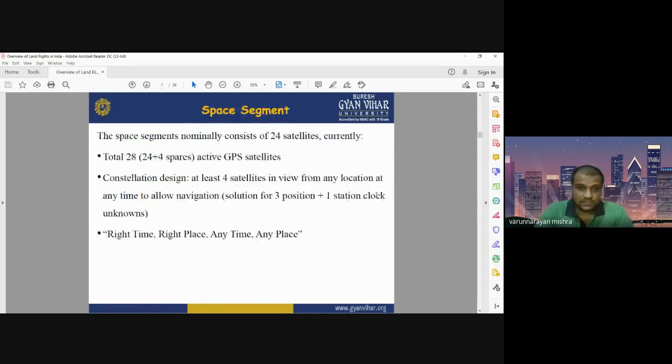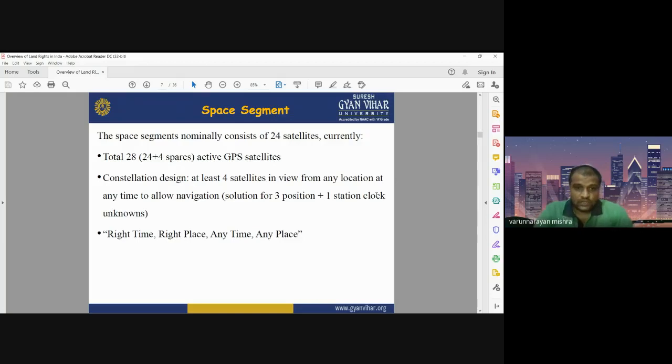The space segment generally consists of 28 satellites: 24 satellites in working mode and 4 satellites as a backup. If suddenly one of the satellites does not work, then out of the 4 backup satellites we can replace the satellite which is not working. So there are always 28 satellites, and out of 28, 24 satellites work continuously. If any of the 24 satellites stops working, we can replace it with a spare, that is, a backup satellite.